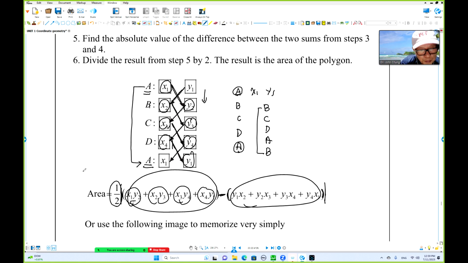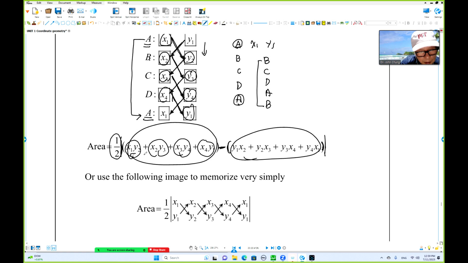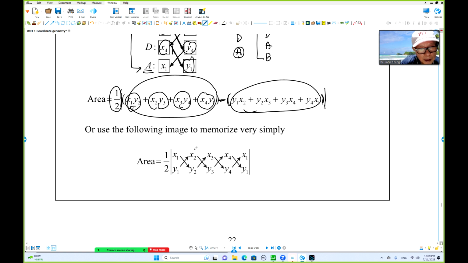Okay, we're going to have some practice on this shoelace first, okay? This is the other way. It doesn't matter, okay? You can use this. This way, the vertical type, is okay. This is the horizontal type, okay? Take the easier one, okay?